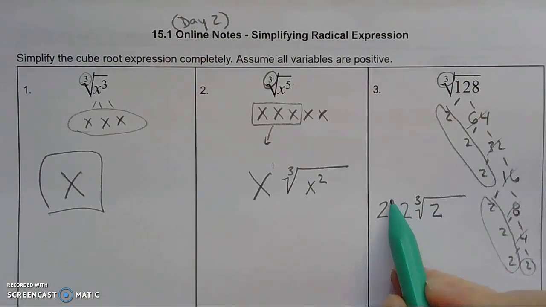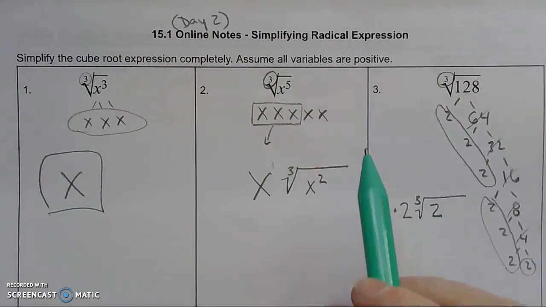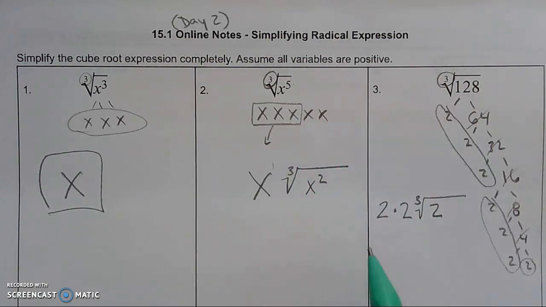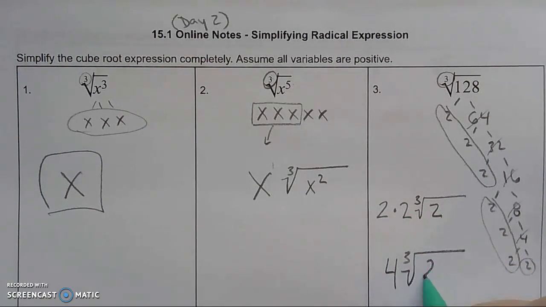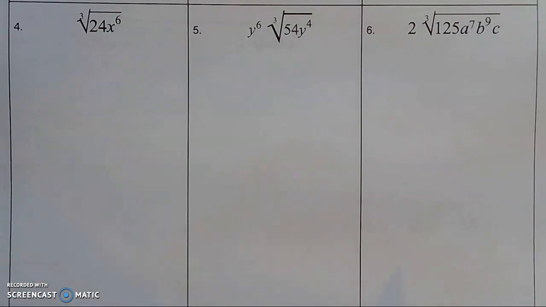And anything on the outside, you're going to multiply. If I had more than one thing on the inside, I would multiply. Kind of like here, x times x is x squared. So my answer, 2 times 2, is 4 cube root of 2. That's my final answer. All right, 3 more examples of these.